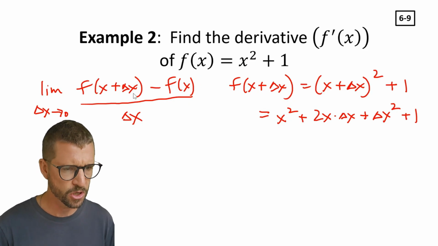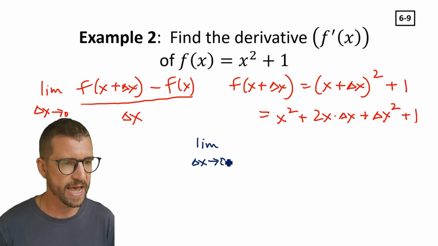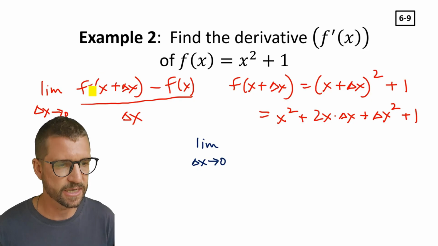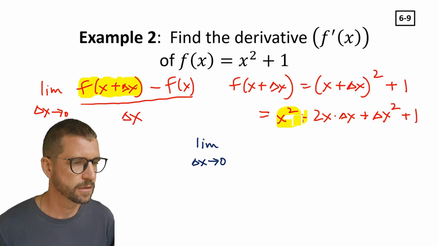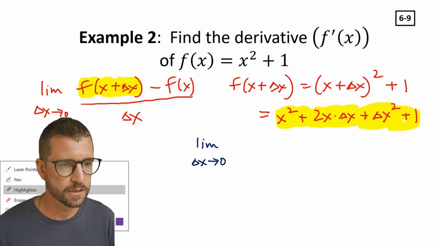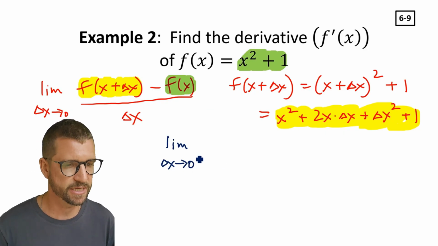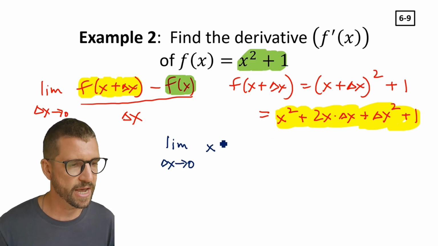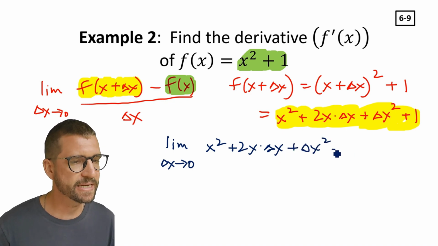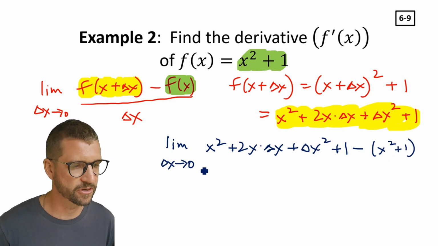Okay. So the limit as delta x approaches 0 of f of x plus delta x, which we know is all of this. So let me use a highlighter to make this really clear. F of x plus delta x is all of this. Okay, and then the f of x, of course, is all of this, and delta x is just delta x. So let me go ahead and plug it in. F of x plus delta x, which is x squared plus 2x times delta x plus delta x squared plus 1 minus my f of x, which is x squared plus 1 divided by delta x.